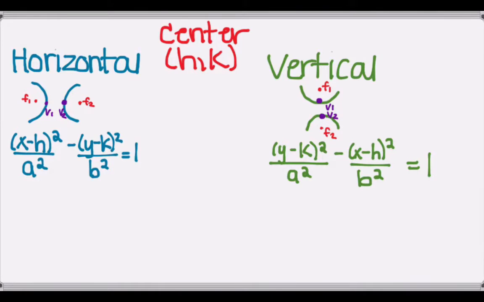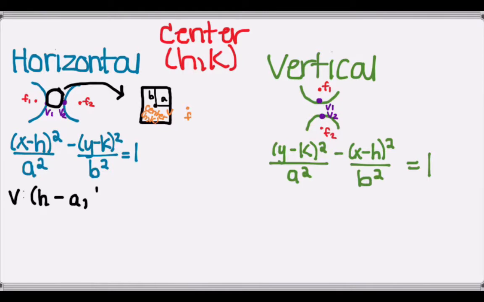To draw the hyperbola, it's good to look at the center area, which we draw as a box. So from the center, for the horizontal one, from the center over to the right side vertex is a distance a. From the center up to the top of the box is b. And keep in mind that the foci are on the outside. Then the vertices are located at (h minus a, k) and (h plus a, k). So essentially adding and subtracting a from the center's x value.